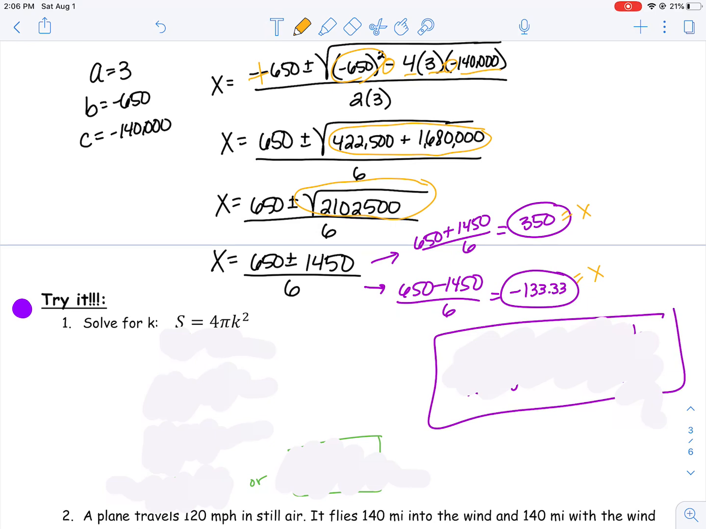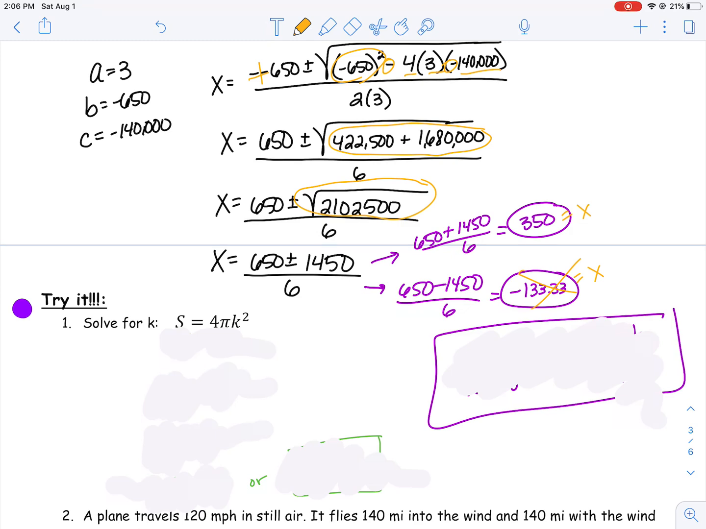It's also saying, though, when we get x equals negative 133, that this plane is going negative 133 miles per hour. Well, in that particular case, it doesn't really make sense to say negative for speed. So we get two answers, because we have a quadratic. But because we're doing an application problem, we have to really just make sure that we're using the one that makes sense in the problem. So I'm going to just use the 350. So we know now that the superprop plane was going 350 miles per hour.